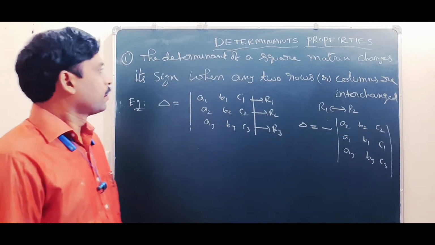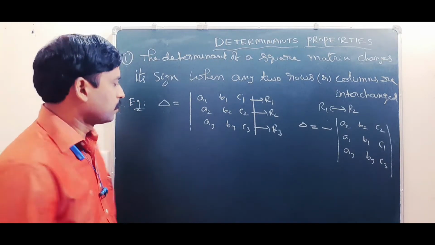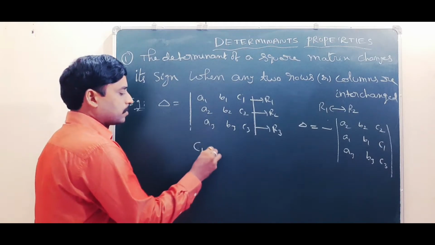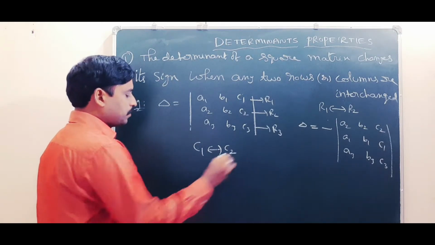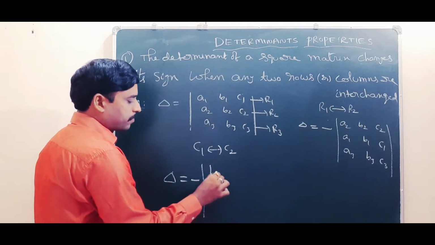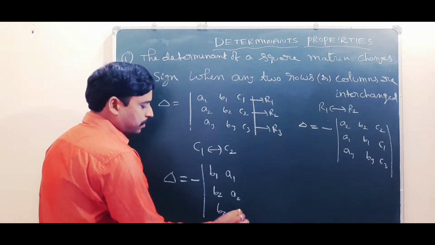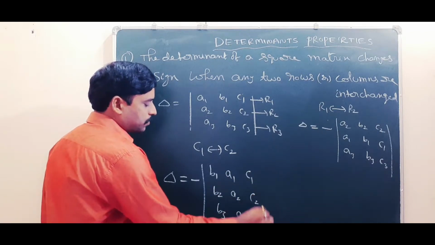Okay, now if any two columns are interchanged, the sign will be changed. So let us take the first two columns. C1 interchanged with C2, the sign will be changed. So B1, B2, B3 and A1, A2, A3, C1, C2, C3.